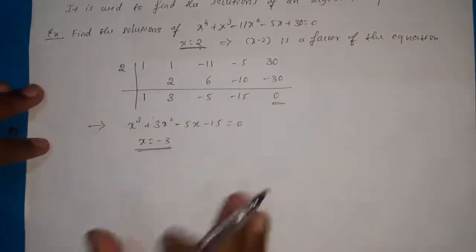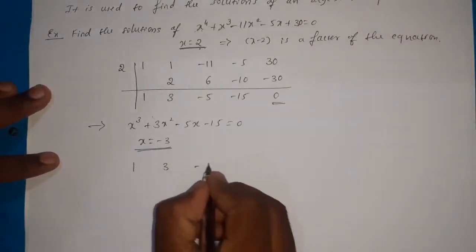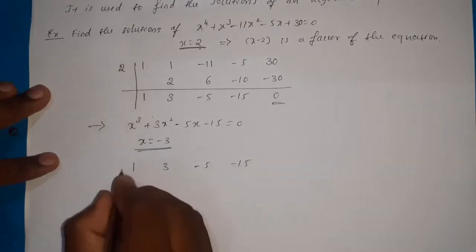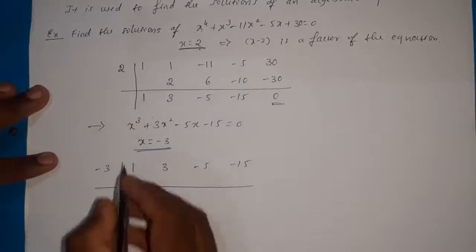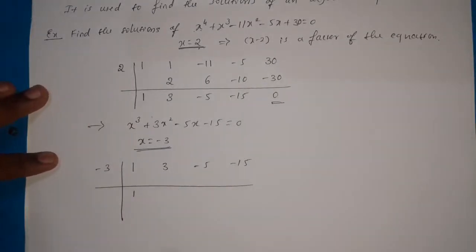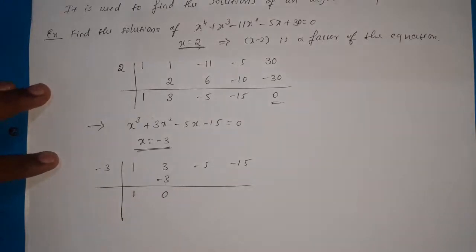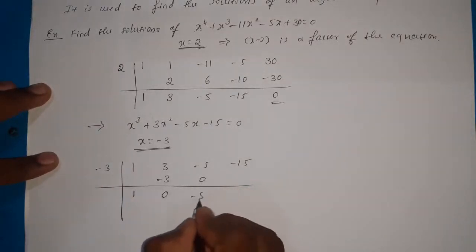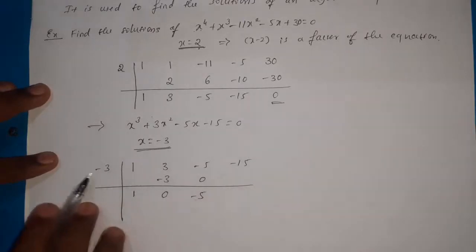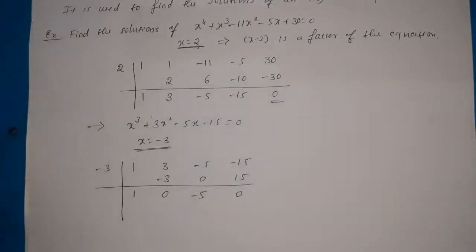Then again use the synthetic division. Now write the coefficients 1, 3, minus 5, minus 15 and here minus 3. So the first value as it is, that is equal to plus 1. Then here 1 into minus 3 which is equal to minus 3, sum of this equal to 0. Then 0 into minus 3 is 0, sum of this is minus 5. Then minus 5 into minus 3 which is equal to plus 15 and this is equal to 0.